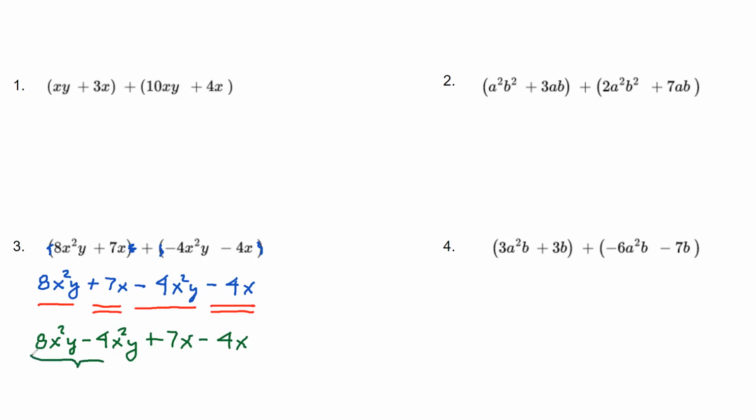Now we can combine these two. 8 minus 4 leaves us with 4x squared y. So we're just doing subtraction there. And here we have 7 minus 4. We are left with 3 x's. 4x squared y plus 3x.